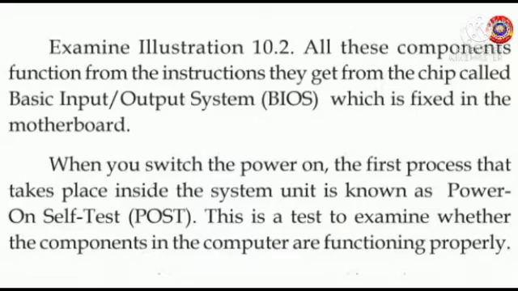when you switch on the power, the first process that takes place inside the system unit is known as power on self-test, that is POST. This is a test to examine whether the components in the computer are functioning properly.